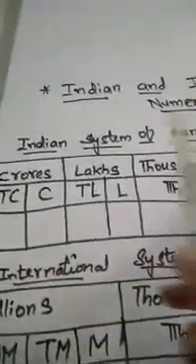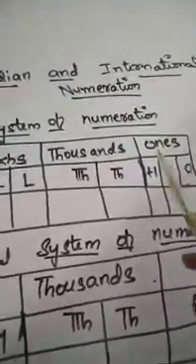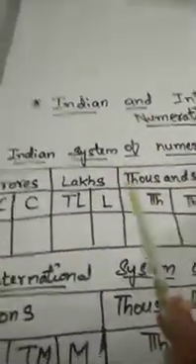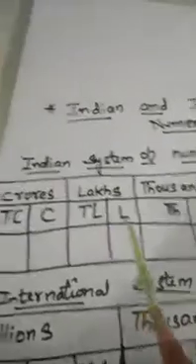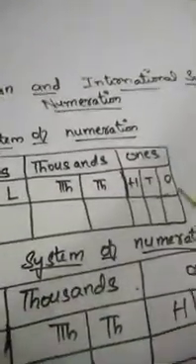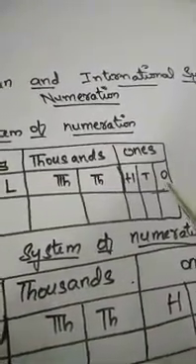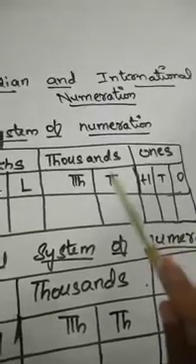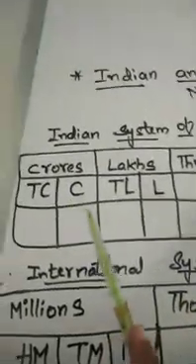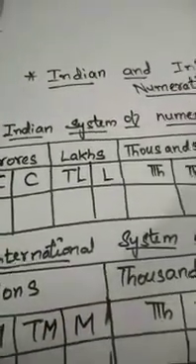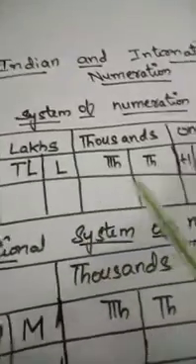So this is the place value chart of the Indian system of numeration. So ones, thousands, lakhs, crores. These are the four periods. In ones we have ones, tens, hundred. Next in thousands, thousands and 10,000. Next in lakhs, lakhs and 10 lakhs. Next in crores, crores and 10 crores.